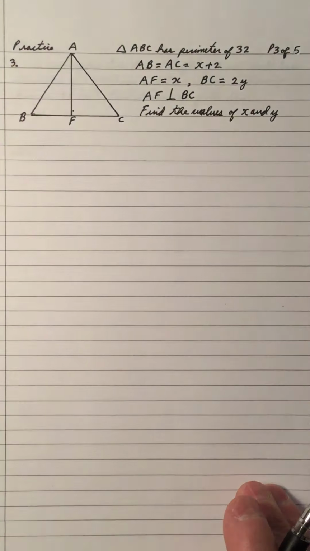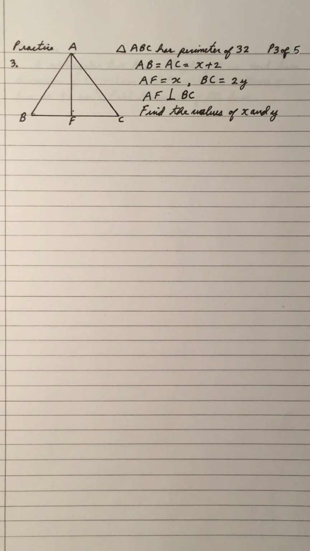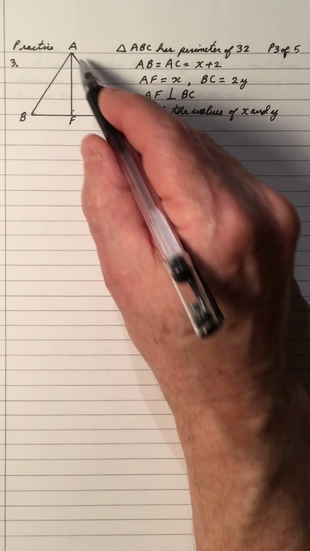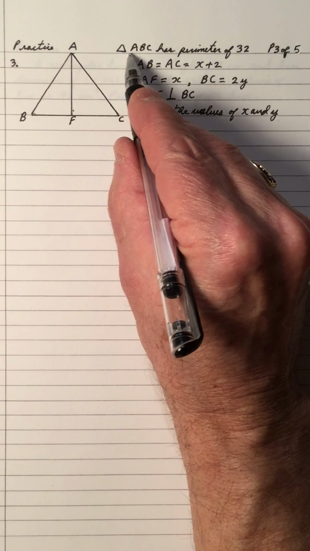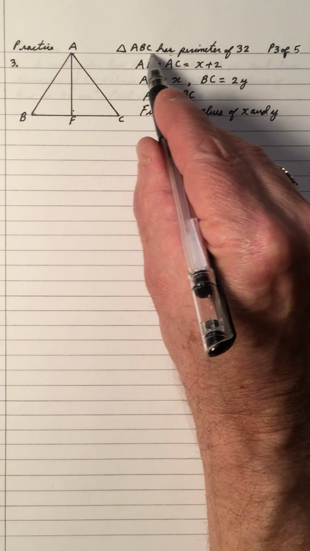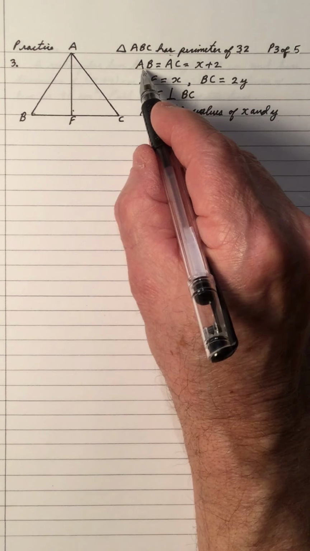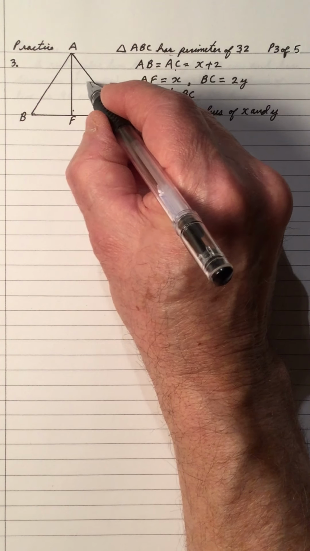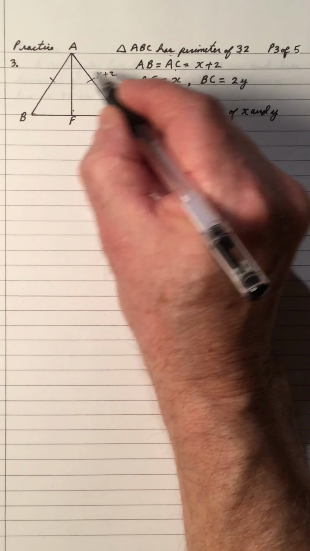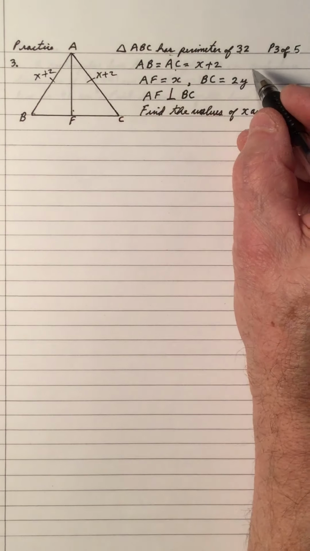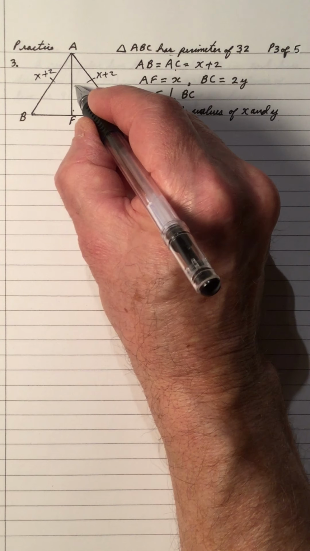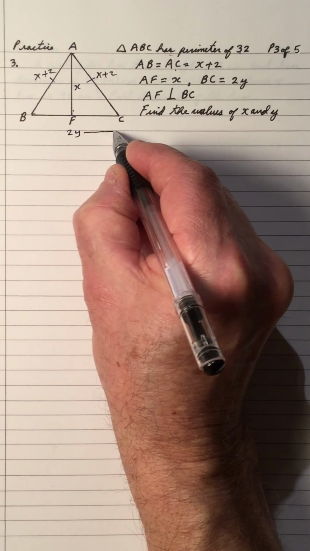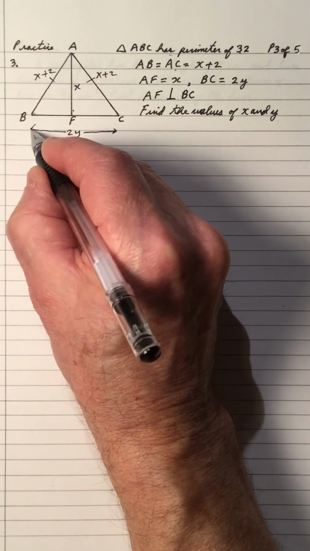Another problem. Again, pause your video and work this one out. Notice we have a triangle ABC, with a line going down. Triangle ABC has a perimeter of 32. AB equals AC equals x plus 2. So these are equal, that's an x plus 2, and that's an x plus 2. AF is x. BC is 2y.